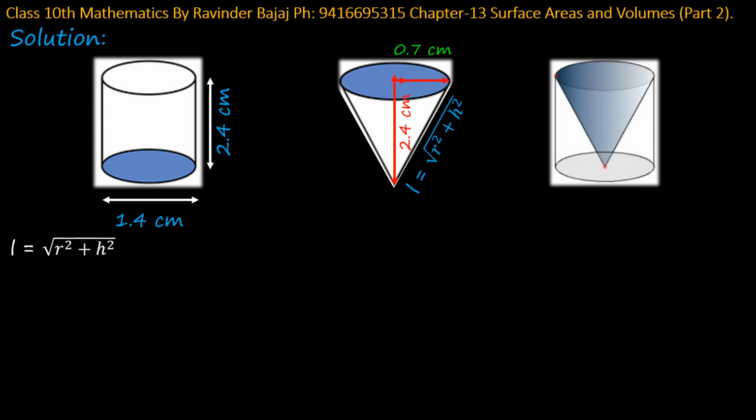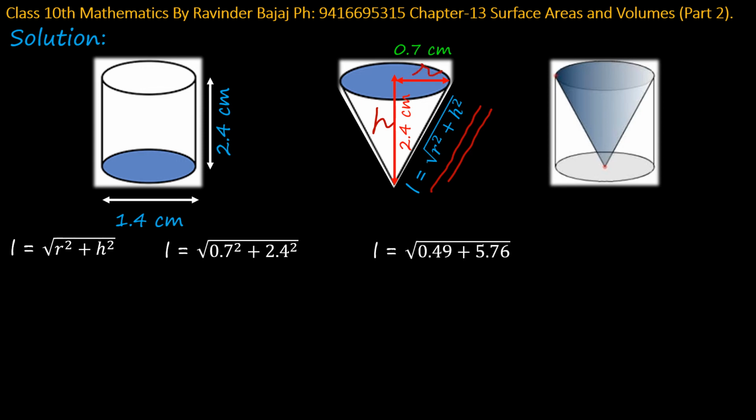Now, before we calculate, let's calculate L. With the help of the Pythagoras theorem, I am calculating L here. L is equal to the square root of 0.7 square plus 2.4 square, because the height is given 2.4 and the radius is given 0.7. So this is 0.49 plus 5.76, under root. Add them, we will get 6.25, and the square root of 6.25 is 2.5 centimeter. So we have calculated the length also. L, this is the slant height.